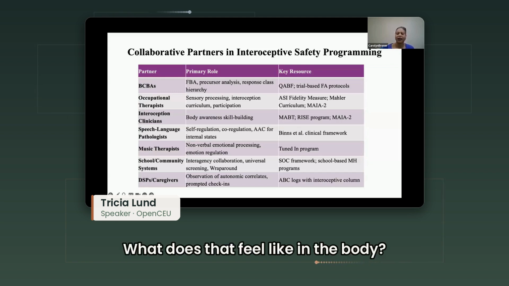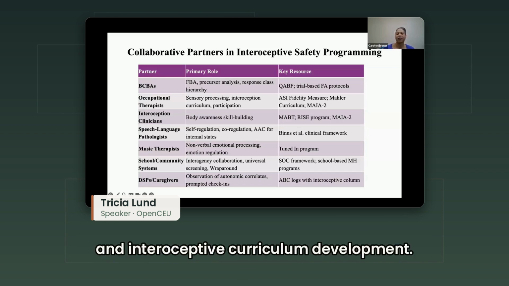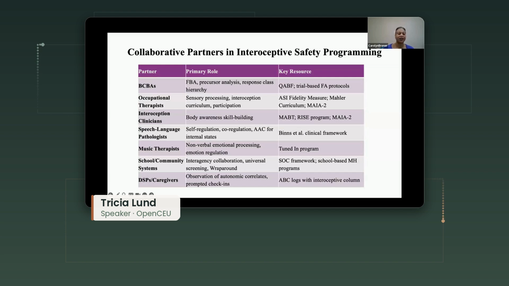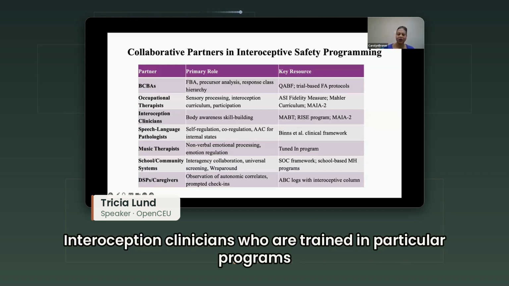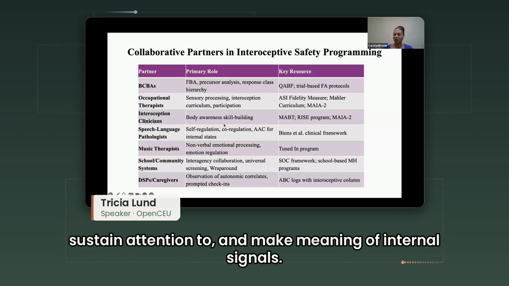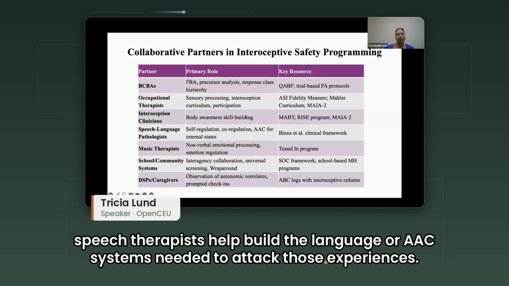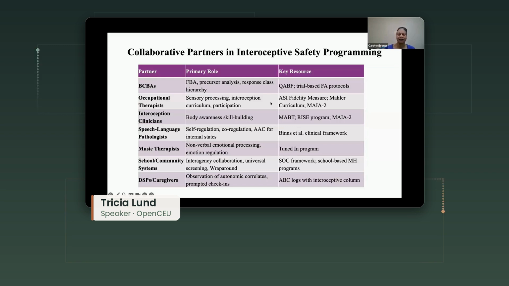What does that feel like in the body? They bring expertise in sensory processing, body mapping, and interoceptive curriculum development. Interoception clinicians who are trained in particular programs provide structured frameworks for helping individuals access, sustain attention to, and make meaning of internal signals. Because many learners can feel internal changes before they can label them, speech therapists help build the language or AAC systems needed to tag those experiences.